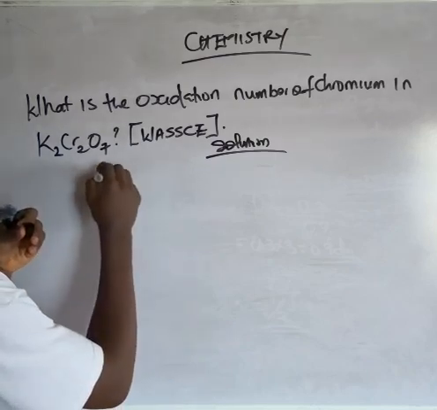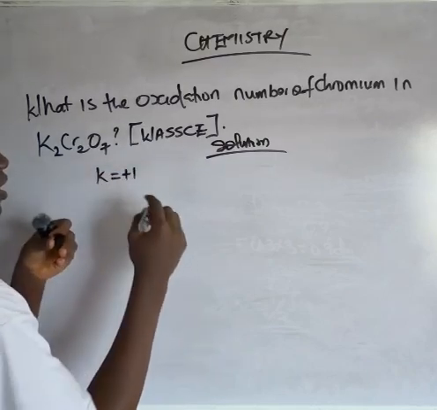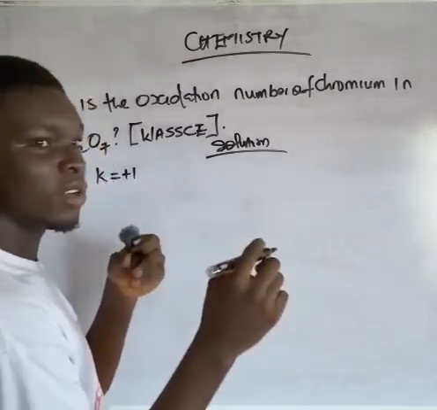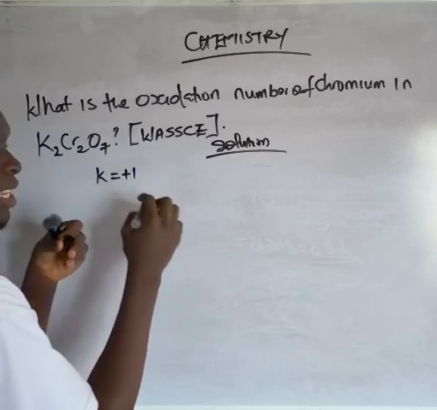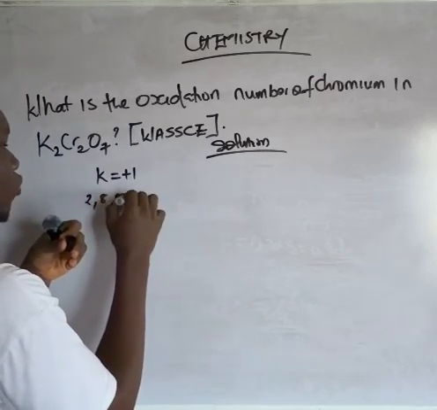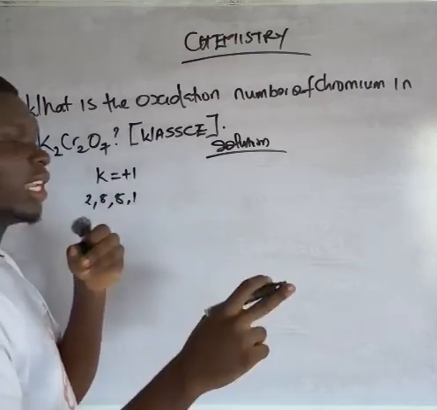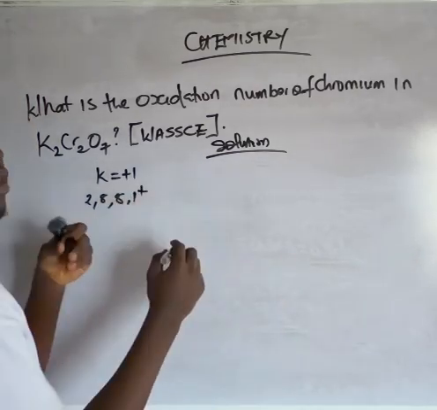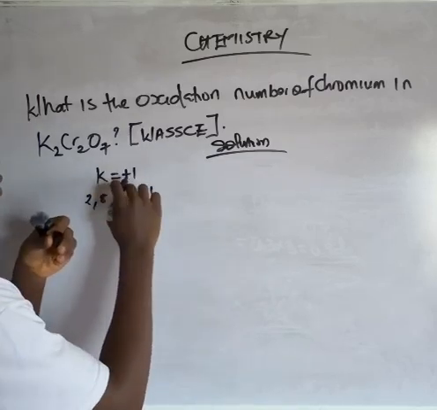Now, first of all, potassium has an oxidation number of +1. The reason it has +1 is because the atomic number of potassium is 19. That is 2, 8, 8, and 1. Right? And you see it needs to lose one electron to make it a duplex structure. So that is why it has +1 here.